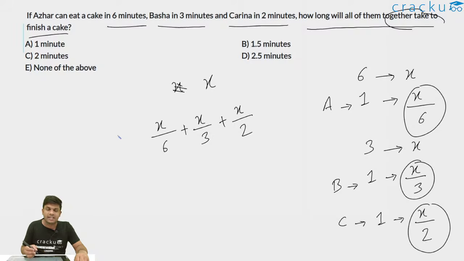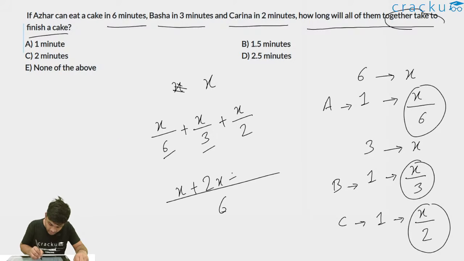The denominators are different, so we will find the LCM. The LCM of 2, 3 and 6 is 6. So the denominator will be 6. Now the denominator of the first fraction is 6, so the numerator will remain the same. The denominator of the second fraction is 3, so to make it 6 we have to multiply it by 2. When the denominator is multiplied by 2, the numerator will also be multiplied by 2, so it will be 2x.